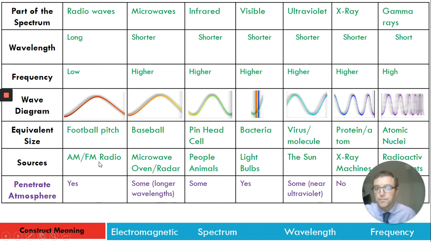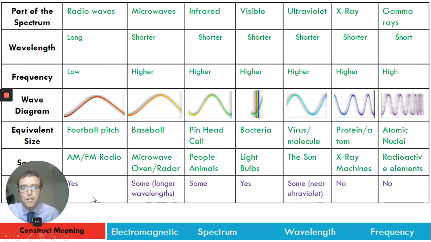What are the sources? AM, FM radio for radio waves, microwave, people for infrared, light bulbs for visible, the sun for ultraviolet, X-ray machines for X-ray, radioactive materials for gamma rays. And then do they penetrate the atmosphere? Yes, some, yes, some near ultraviolet, no. And do gamma rays penetrate the atmosphere? Let's find out. When I move, no, gamma rays don't.